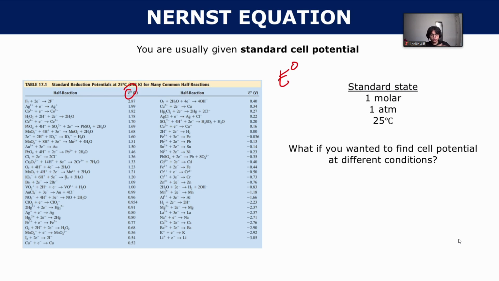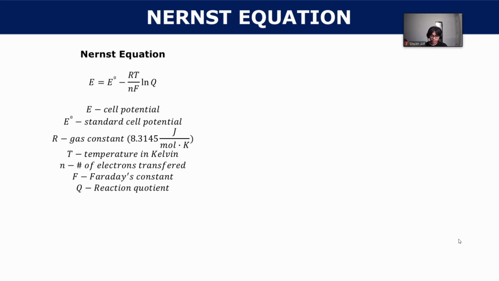But what if you wanted to find cell potentials at different conditions? Well, you'd use something known as the Nernst equation. So what does the Nernst equation look like? It's this. It's kind of big. The cell potential equals the standard cell potential minus the gas constant times temperature over the number of electrons transferred times Faraday's constant times the natural log of the reaction quotient.